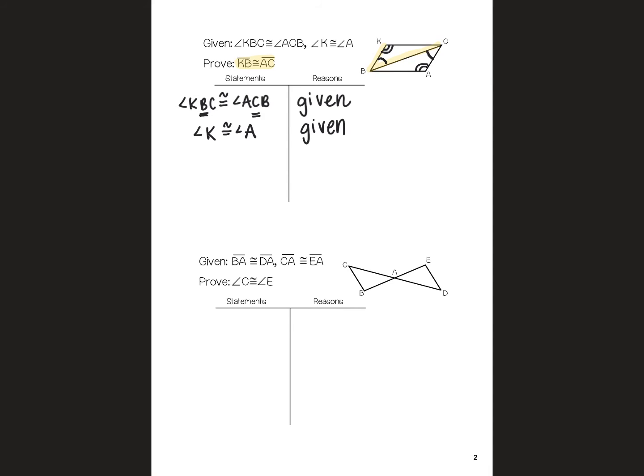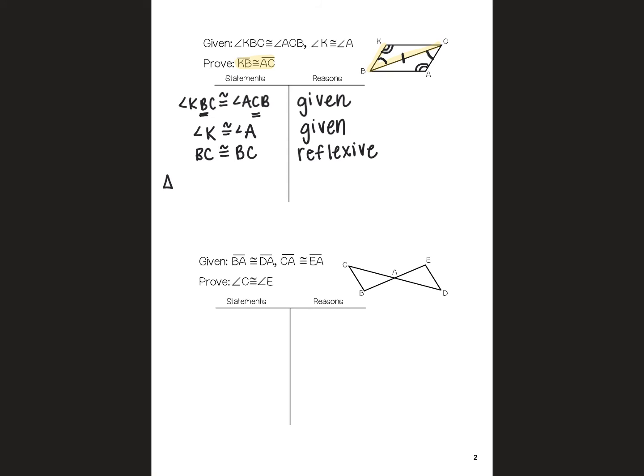We are out of givens at this point, and so at that point you look for either vertical angles or a line that the two triangles share. These two triangles share BC, so we write BC is congruent to BC, and we call that reflexive. Since this is our first side, it gets one mark. After this, I'm able to prove the triangles are congruent.